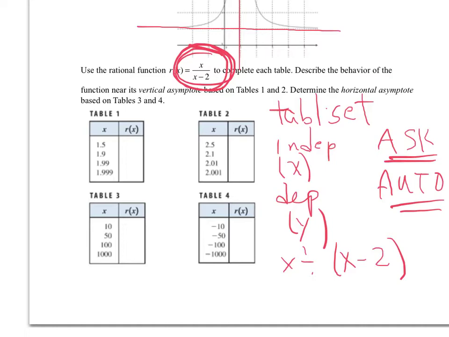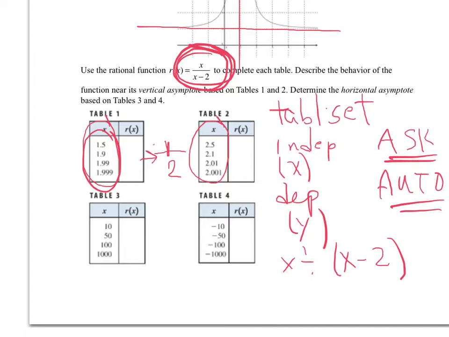So once you have the function entered into the equation editor, you can fill in these tables. And I want you to do this on your own. First of all, notice that in tables 1 and 2, we have the x values that are getting close to the number 2. In table 1, the x values are getting close to the number 2. Here's the number 2. All these x values are less than 2, so they are approaching 2 from the left.